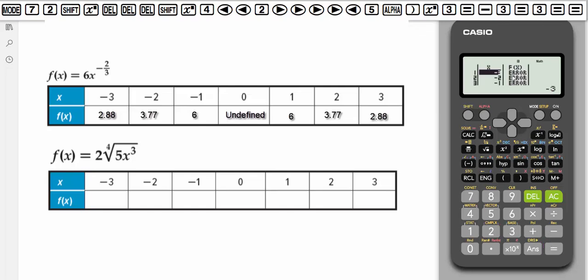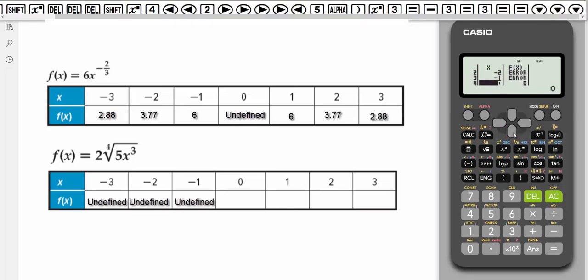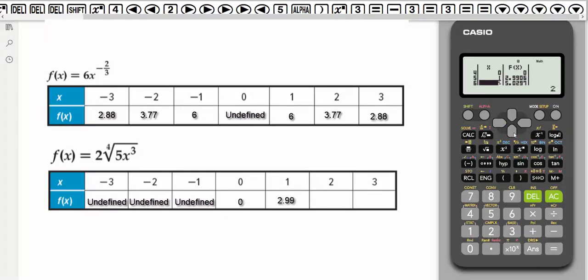Notice that the negative values were having error, which means the function is undefined on these negative values. So any negative number is not inside the domain, while the 0 is 0. Positive 1 is 2.99, 2 is 5.02, while 3 is 6.81.